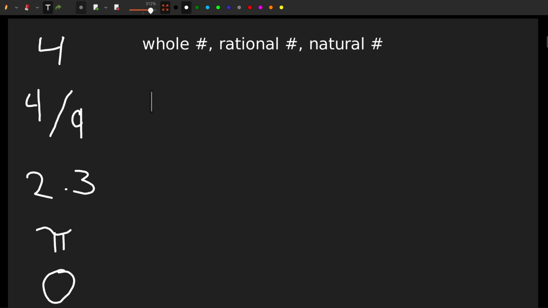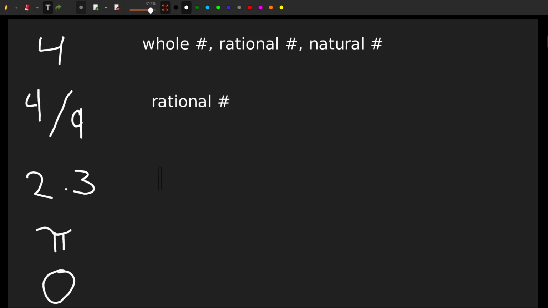Now if I go to 4/9, 4/9 is a little bit different. It's only a rational number in this case. It is not a whole number. It's not a natural number because we can't count it in a grocery store. We can't get 4/9 of an apple. And it's also not an irrational number because it's clearly a fraction.